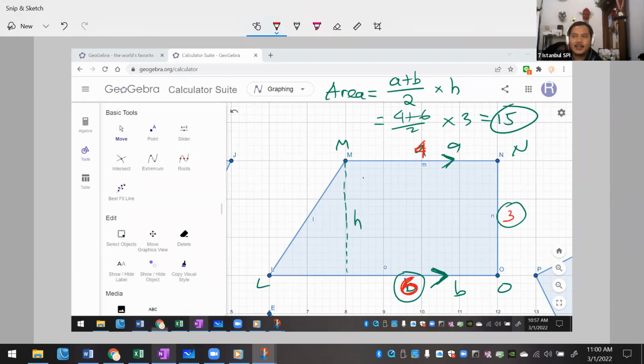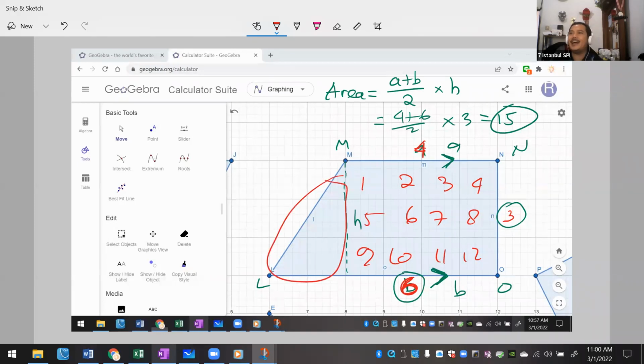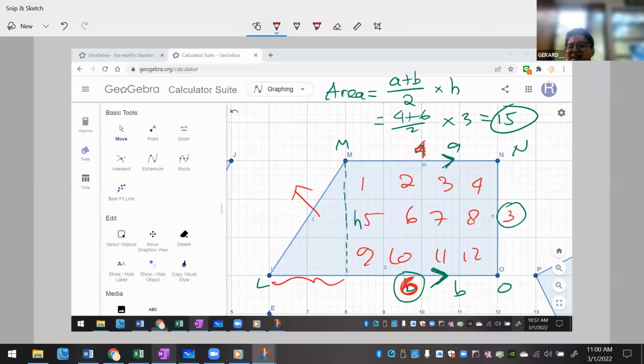Tristan, halo. Nah, 1, 2, 3, 4, ya. 5, 6, 7, 8, 9, 10, 11, 12. Kamu baru sampai sini hitungnya. Kan ini belum yang ini, segitiga. Ya enggak? Nah, segitiganya dihitung juga dong, ya kan?